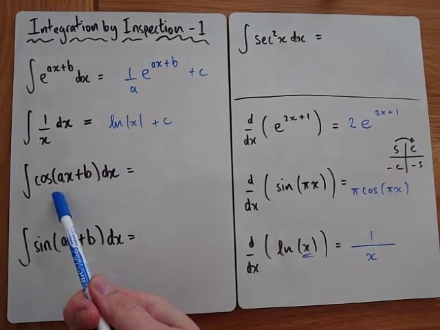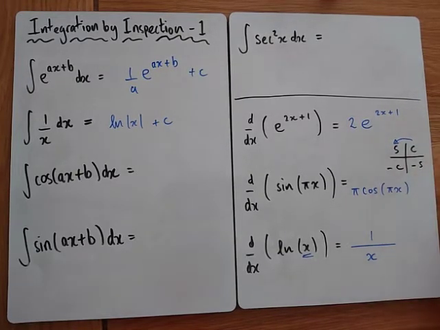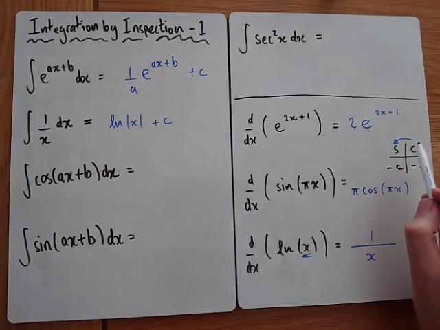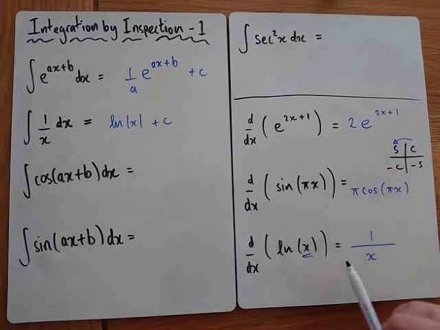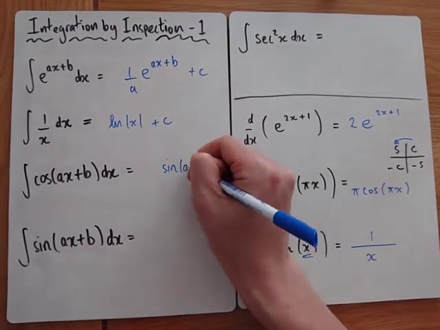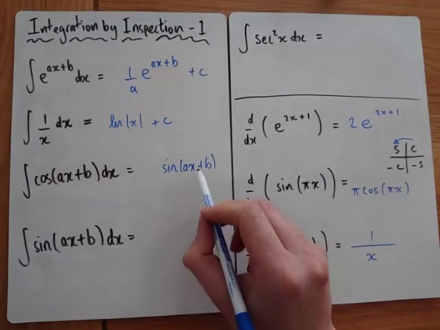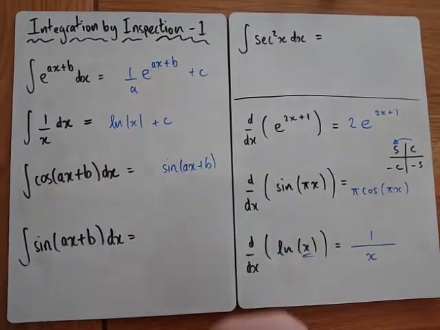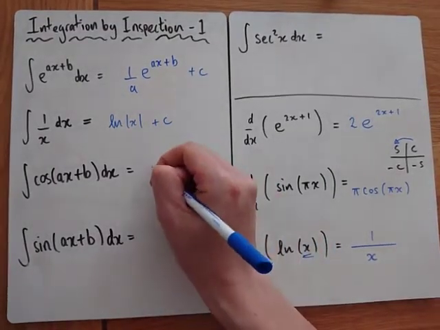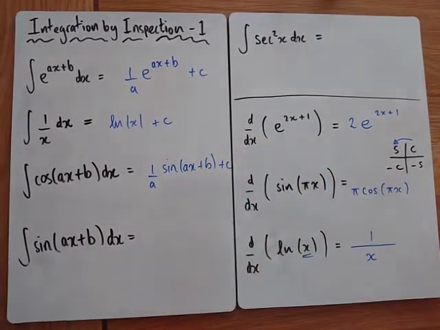Cos function. Okay, so if we go clockwise when we differentiate, guess what? Anti-clockwise when we integrate. So cos integrates to positive sine. The angle stays the same. If I was differentiating, I'd be timesing by a, but I'm integrating, so the opposite is to divide by a.